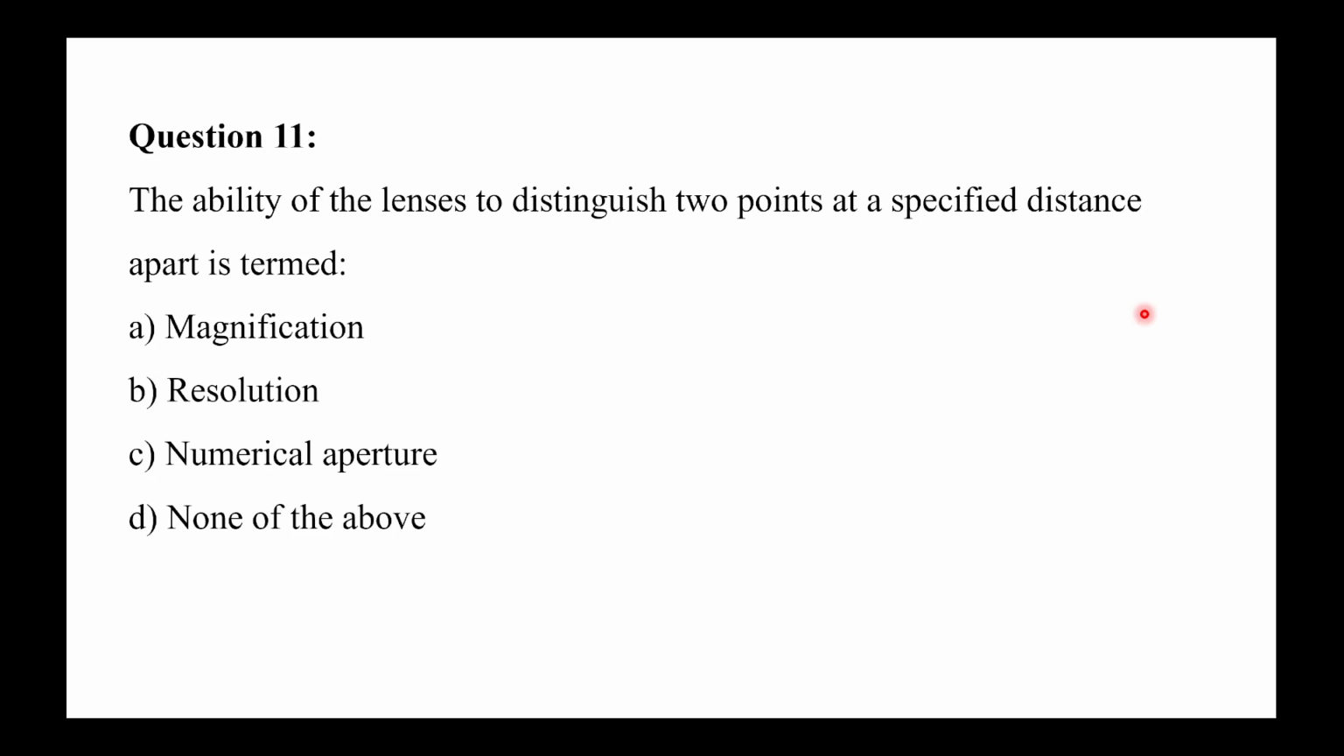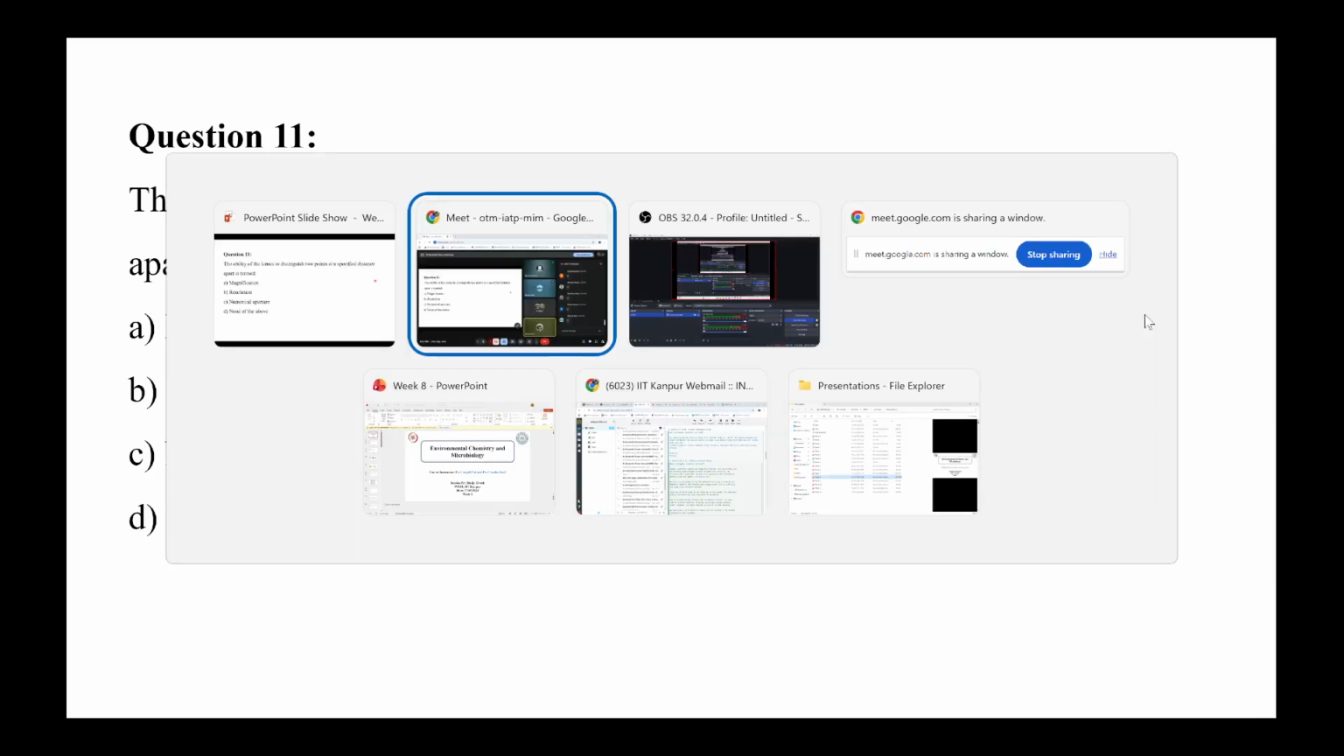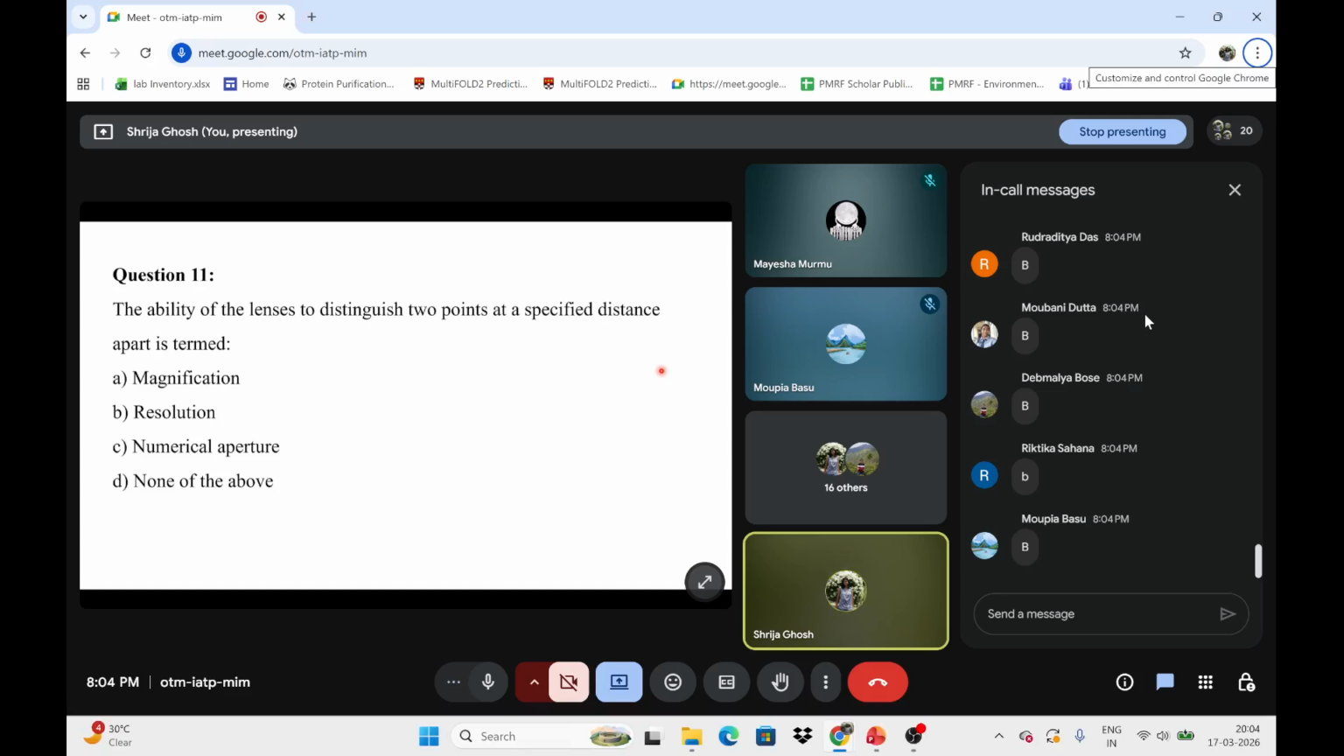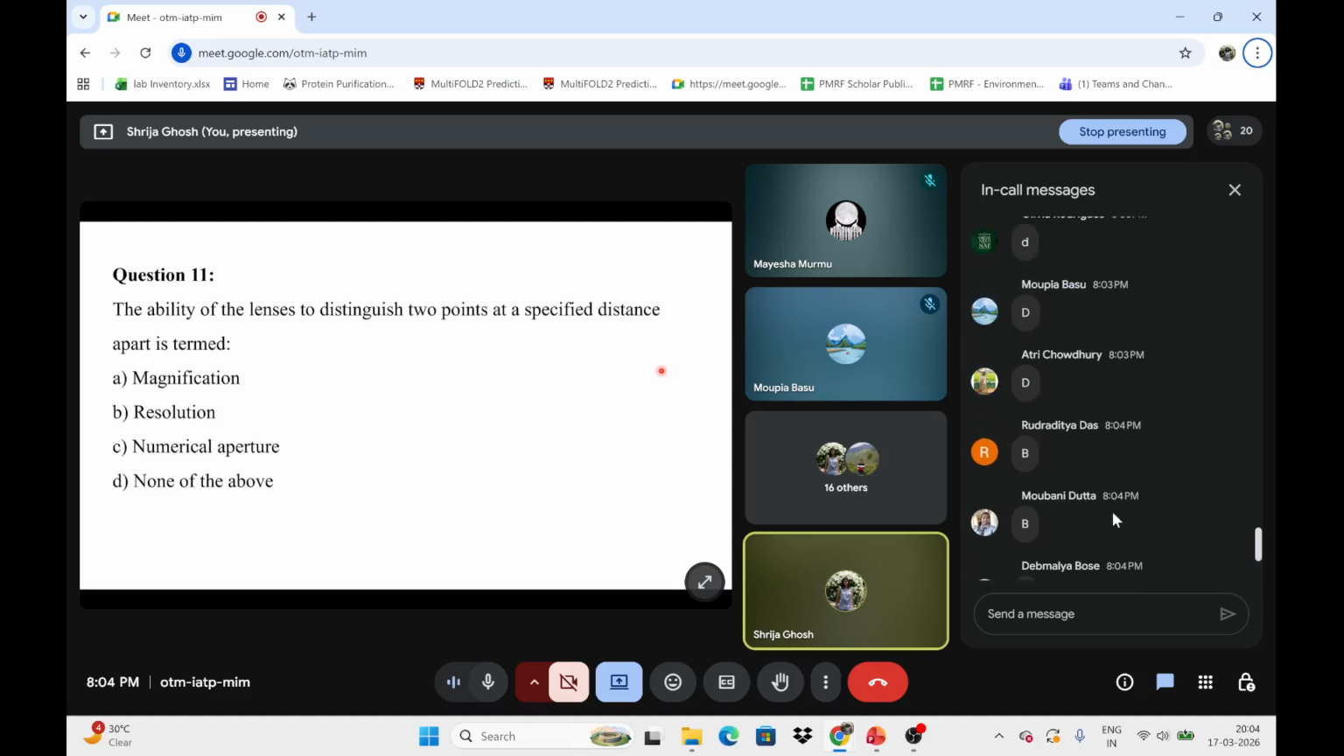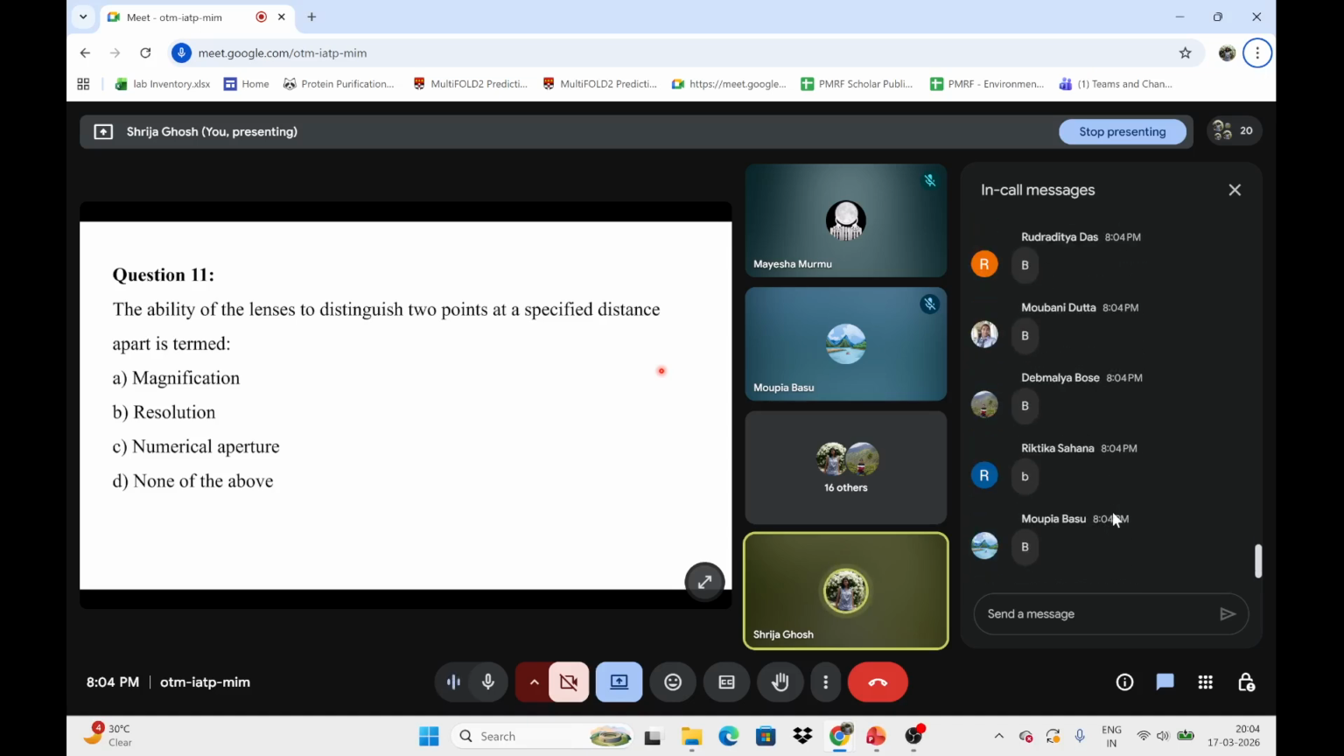Next question is question number 11. Ability of lenses to distinguish 2 points at a specified distance apart is termed. Options are magnification, resolution, numerical aperture, none of the above. I can already see answers in the chat box. Okay. So 5 of you have answered already. Option B, resolution. Anyone else wants to answer?